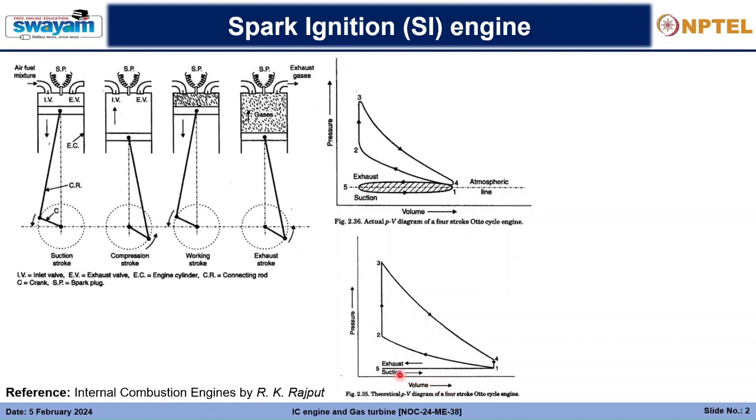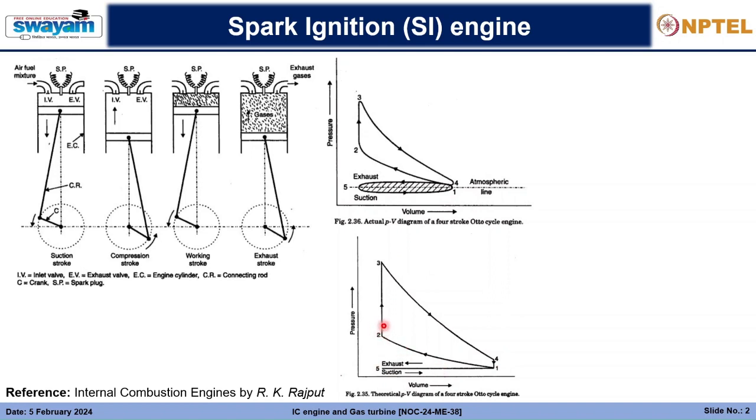This PV diagram has this exhaust and the suction stroke minimized to a single line. So again, the exhaust and the suction stroke is minimized to a line, so there is no pressure difference like this. Then from 5 to 1, the suction, then a simple compression into 2.